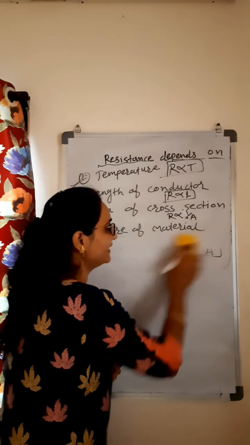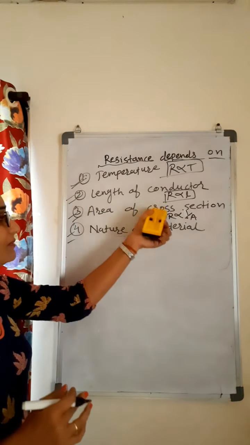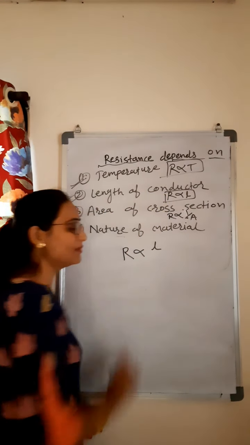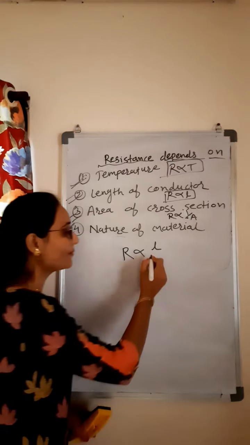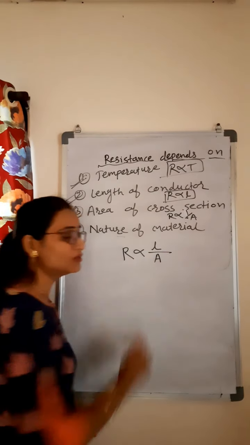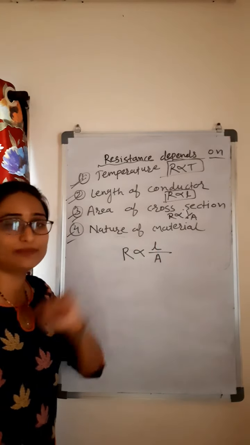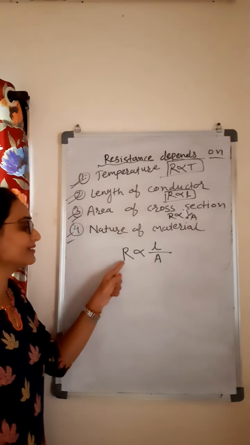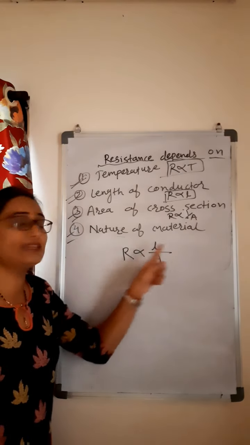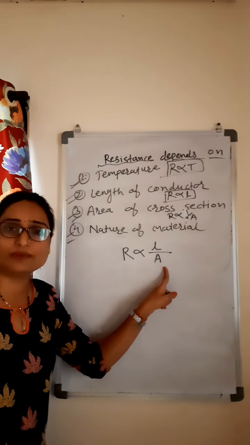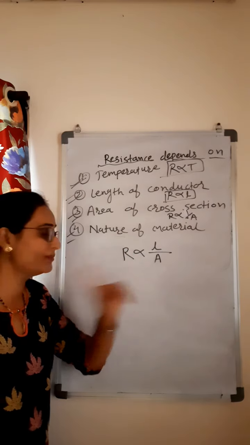Now, for understanding the fourth point, from these two points you understand that resistance is directly proportional to the length of the conductor and inversely proportional to the area of cross section. So we can write like this: resistance is directly proportional to the length of the conductor, and resistance is inversely proportional to the area of cross section.